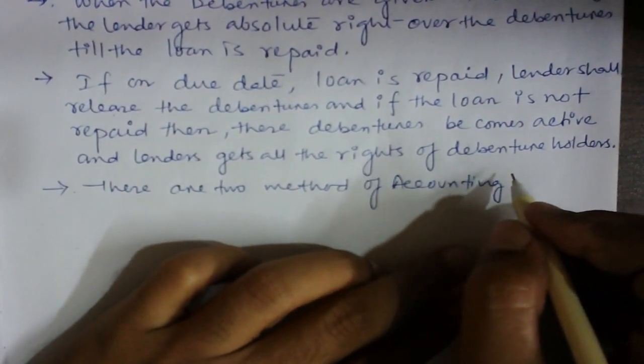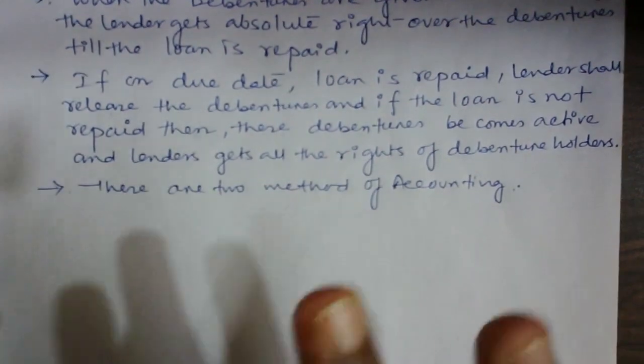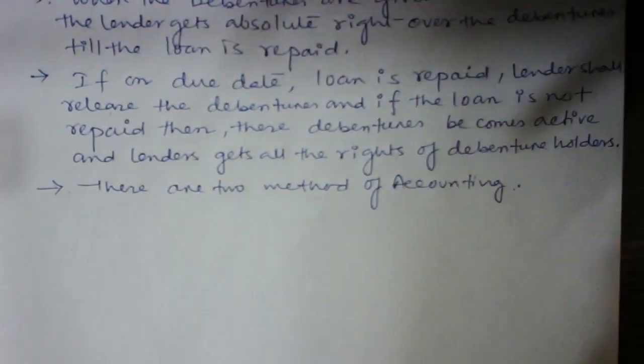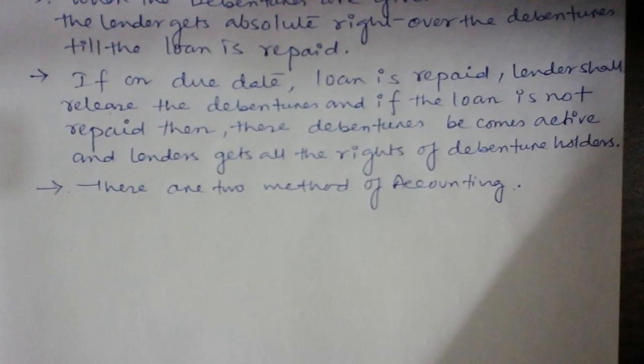For debenture issued as a collateral, there are two methods of accounting. In a given case, there are mainly two methods of accounting that we are going to learn here. The first thing is that we are going to learn here.